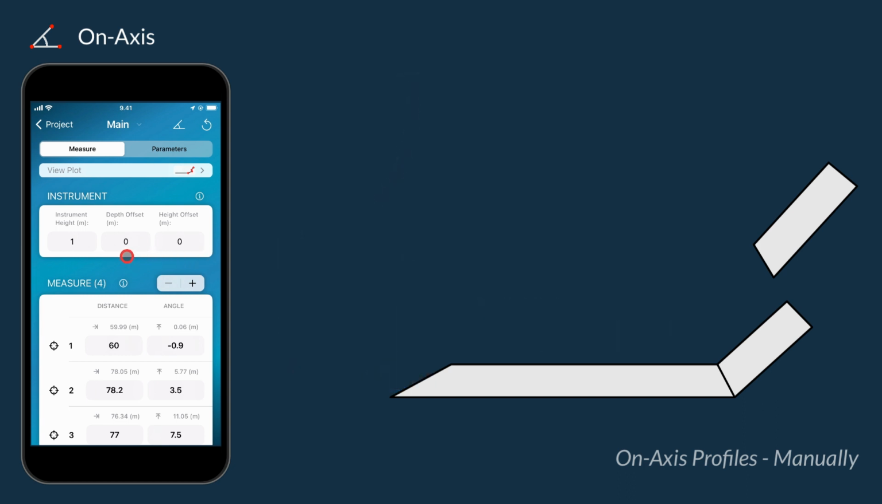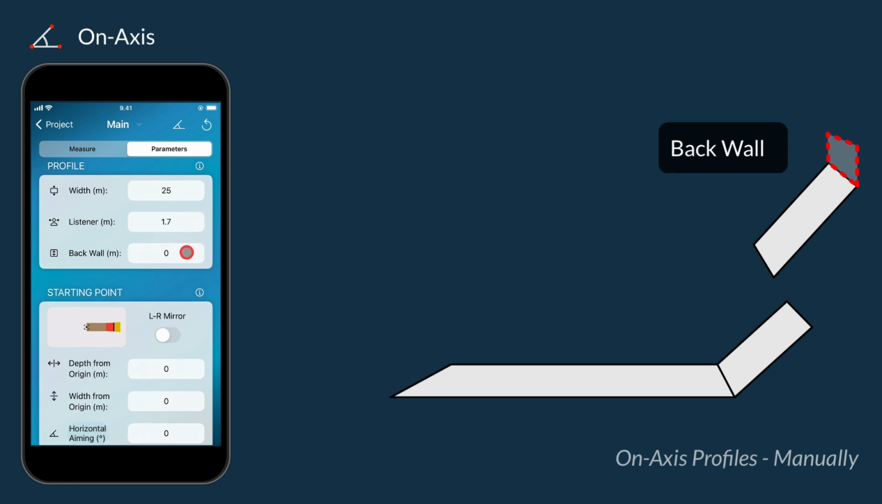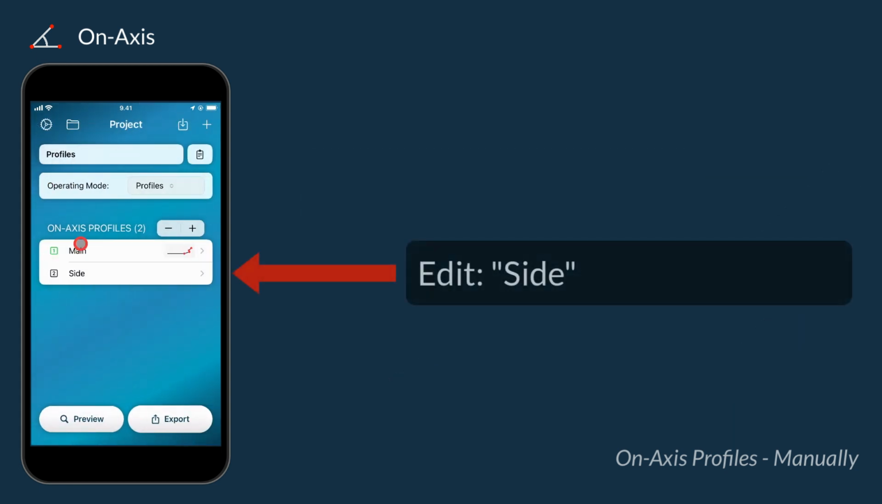When the measurements are taken, select the Profile Parameter tab. Our profile for the main PA should be wider than the width of our speakers. Listener height can be set, and an additional back wall plane can be requested to be drawn at the back of the audience area. This extra plane can be used to support the array processing and autosplay features found in simulation programs. Define the profile starting point relative to the 0 point of the simulation software. In practice, the depth value is equal to the depth of the main PA in the simulation program. When the profile is ready, go back to the project page.